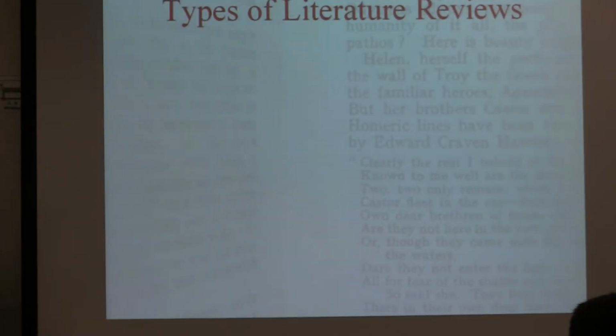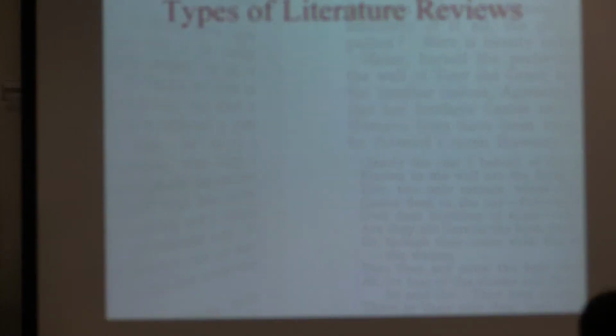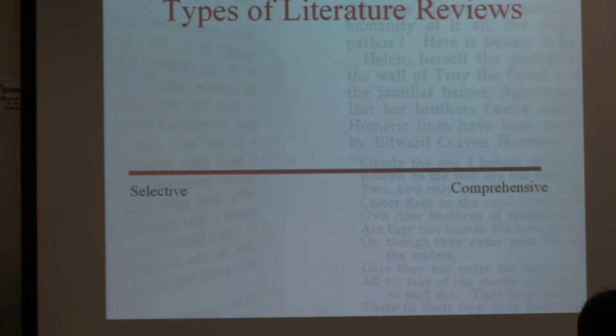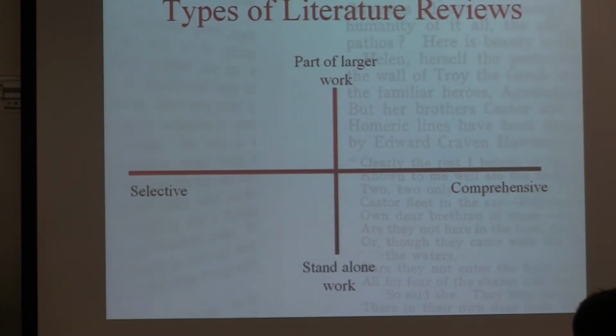So what does a literature review look like? There are different types of literature reviews that you may encounter or be required to write while in graduate school. Literature reviews can range from being selective to comprehensive. They can also be part of a larger work or stand alone.